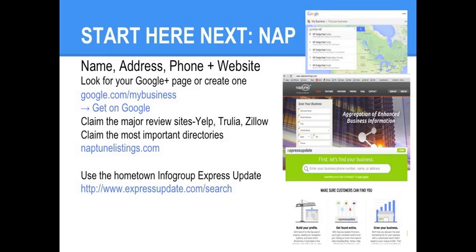Next, name, address, phone, website. So look for your Google Plus page, or you can create one. And if you go to plus.google.com, you'll see a little button on the left that says Home. You want to click on that, scroll down till you find Local, and then you'll be able to enter a business name and a city name. And you'll see if you have a Google Plus page. It's very, very likely that you do.